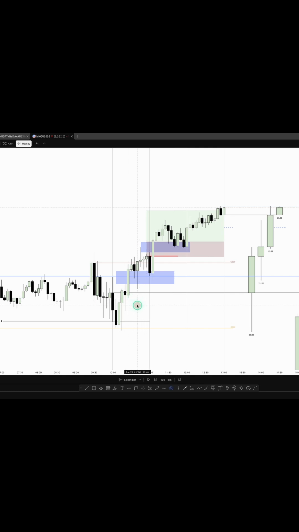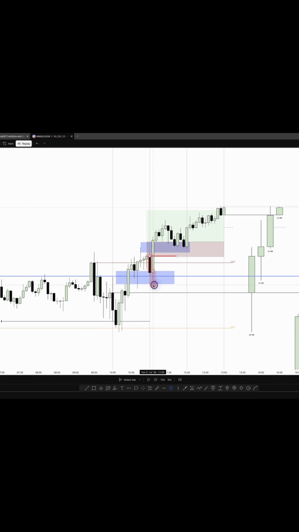Now, some could argue that you could have entered here because 10 o'clock went low, then change in state of delivery here, and 9 o'clock had already swept 8. But I don't want a long below previous day high. I want a long above previous day high. But you could have done that and it would have worked. But based on my data, it doesn't really work for the most part.